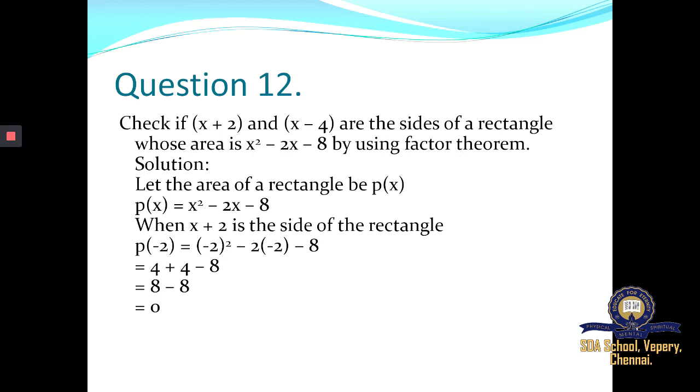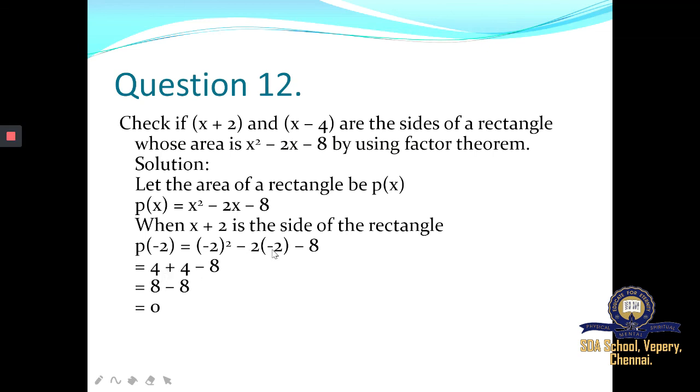So I'll get minus 2 square, minus 2 into minus 2, minus 8. Minus 2 the whole square will give me plus 4. Minus 2 into minus 2 will give me plus 4 minus 8. Eventually I will get the answer as 0. Therefore I have proved that x plus 2 is one of the factors. Now let's also prove the same for x minus 4.